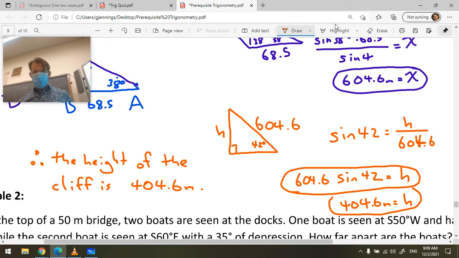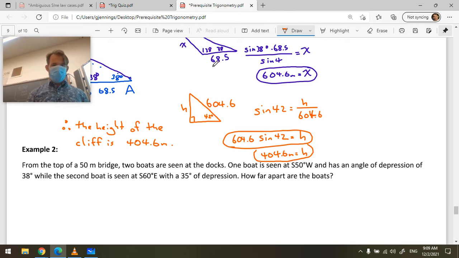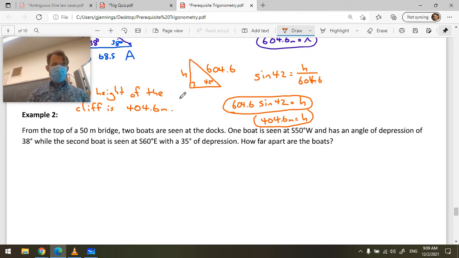If for some reason you punch this in on your calculator and you forgot to push multiply here, and it just gave you the sine of 42, which is somewhere around 0.6 or something like that, and then you said the cliff is 0.6 meters tall. Well, that's not a cliff. That's like a big speed bump. So you would know, okay, that can't be the right answer. I better go back to my math and check it. Okay. All right. So now let's take a look at example number 2.